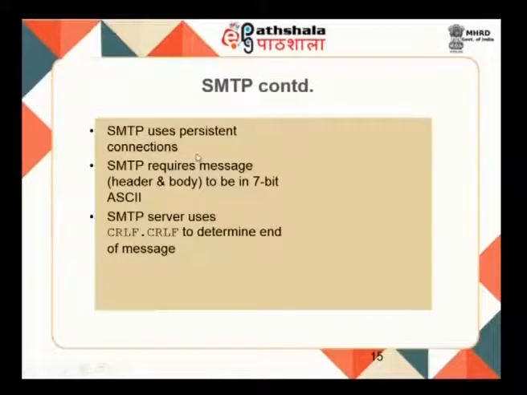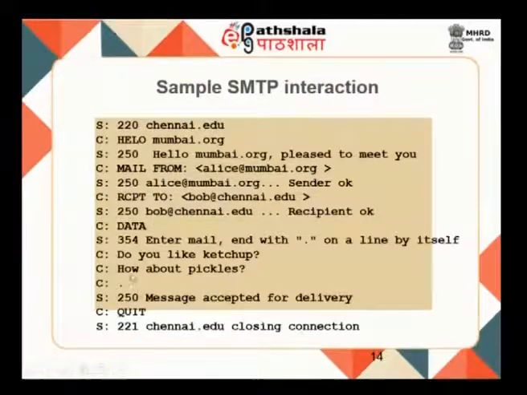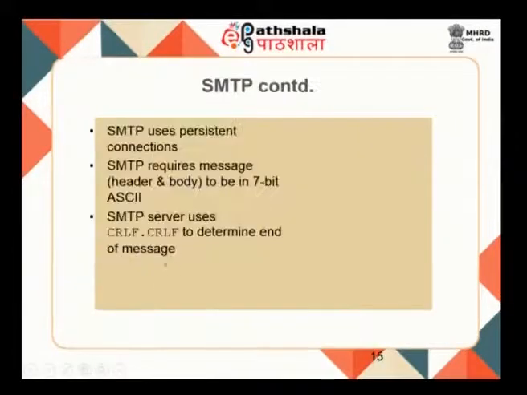If you look at how these different messages are sent, SMTP uses persistent connections, which means that once a connection has been established, all these messages are sent along that same connection, and everything is in 7-bit ASCII. So, the entire message, including the header and the body, is readable. How does the server indicate that you have come to the end of the message? It is a single dot on a single line. So, you will have a carriage return line feed which indicates the end of the previous line, a dot in the middle, and again a carriage return line feed at the end of this line, which is the indication of the end of that message. This is how the SMTP server identifies the end of the message.